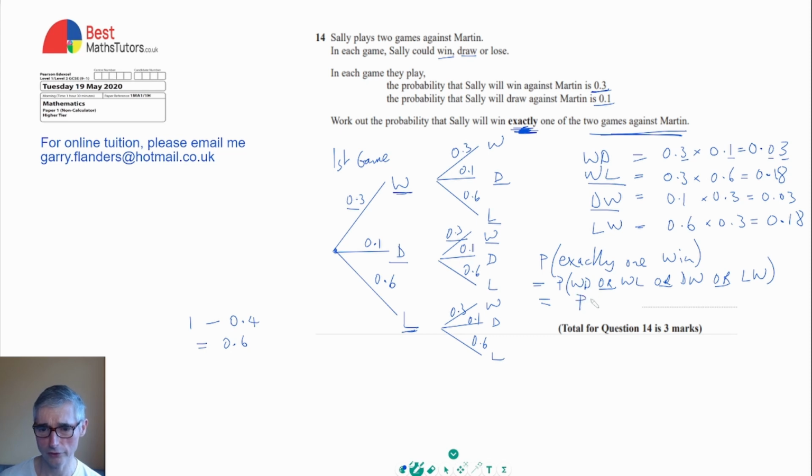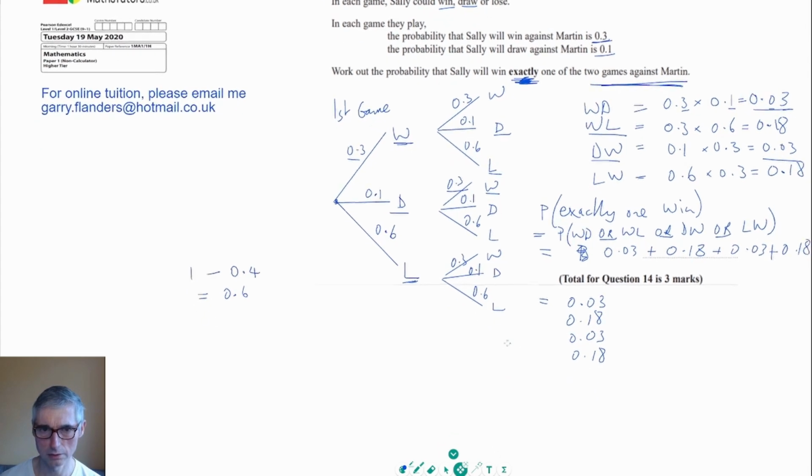So what we can do is say, well, that's the probability of doing the win draw there. So all these ors will turn into pluses. So we can say it's 0.03 plus 0.18 plus the 0.03 plus again 0.18. So if we add them together, I'm just going to write them as a column, and I'm going to make sure that the decimal points are in line with each other as well. So if we add that up, I'll just move the board up a little.